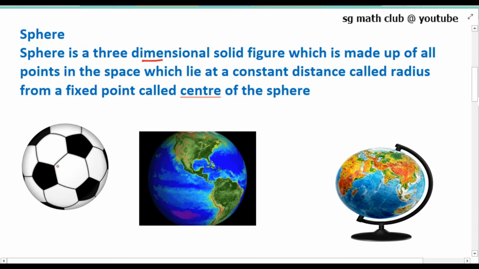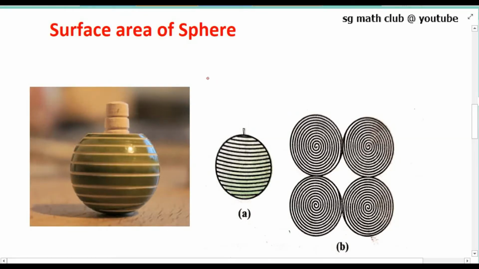Now, basketball, volleyball, football, all types of balls are examples of a sphere. Our earth is an example of a sphere. So when you hear the word sphere, a globe will come into your mind. A globe is also an example of a sphere. Now let us find out the surface area of a sphere.